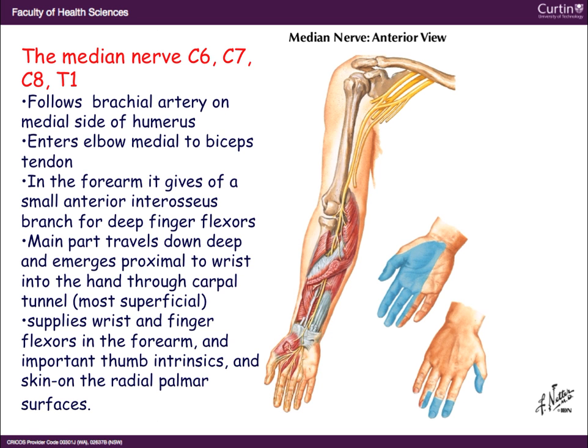Now the main part that you can see here continues to travel down into the carpal tunnel, and you'll remember that it's deep to the flexor retinaculum, in with the tendons of the flexor pollicis longus, flexor digitorum superficialis, and flexor digitorum profundus. Once it emerges from the carpal tunnel, then it's going to supply the wrist and the finger. It's going to supply the thumb muscles and some of the intrinsic finger muscles. Cool.